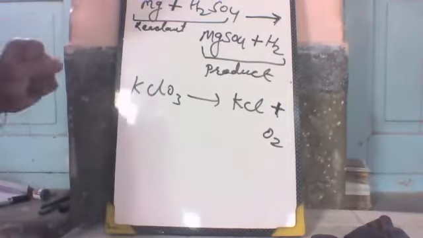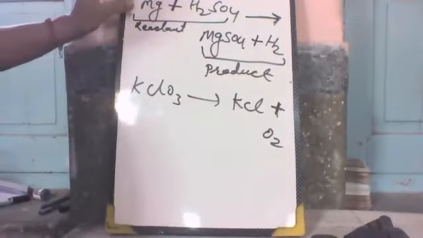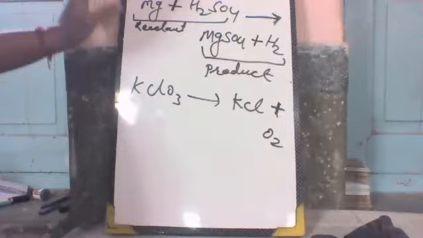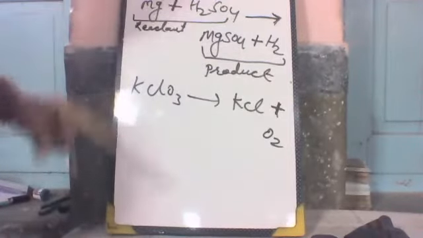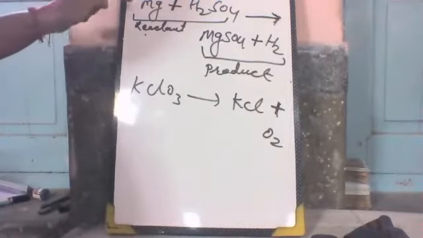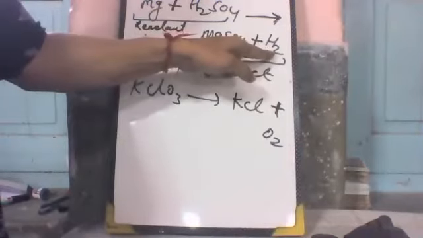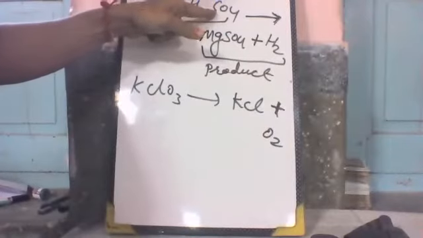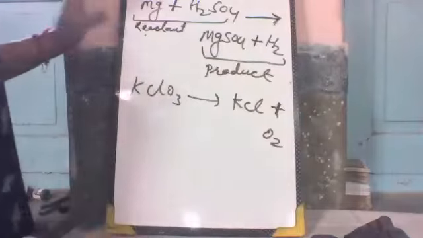Now the question is this: how to balance an equation, and what is a balanced equation? A balanced equation means the number of atoms of each element, magnesium, hydrogen, sulfur, oxygen, are equal on both sides. Both sides means reactant side and product side. Suppose one atom of magnesium, here is also one atom of magnesium, two atoms of hydrogen, then two atoms of hydrogen at the product side, one atom of sulfur, here one atom of sulfur, and four atoms of oxygen, and then four atoms of oxygen. This is known as the balanced equation.